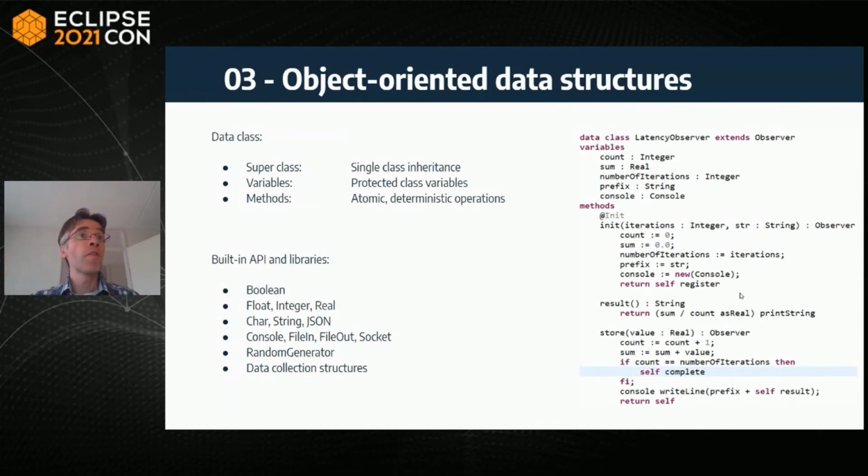In addition, we have a built-in API with all kinds of predefined data classes. So in many cases, you can just reuse them. Built-in classes range from booleans, all kinds of numbers, string representations, but also external I/O. So via console, via files, via the socket, random generators, and some data collection structures.